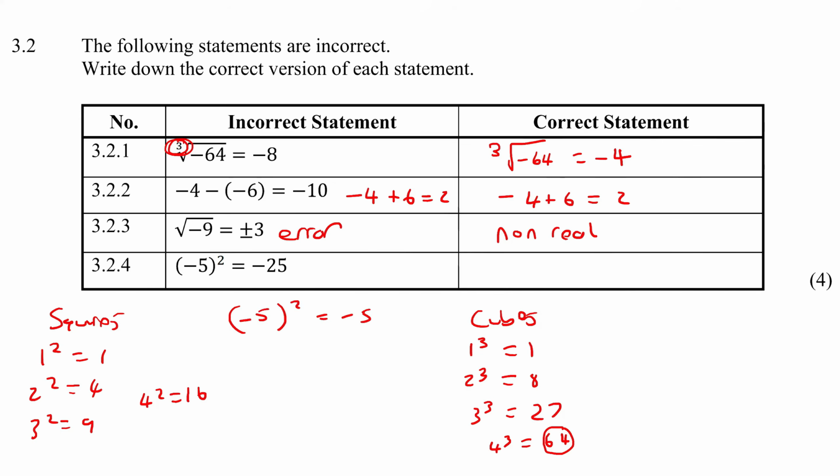And then here we have -5 squared. That is the same as -5 times -5. So 2 negatives make a positive. So it should be positive 25.